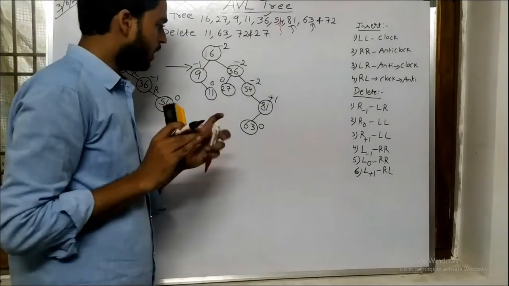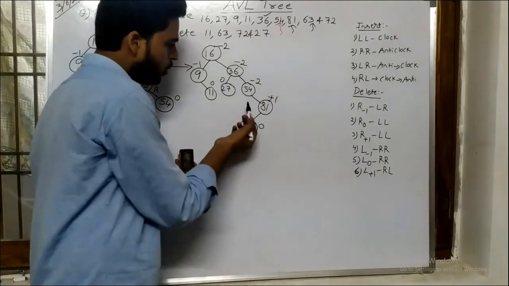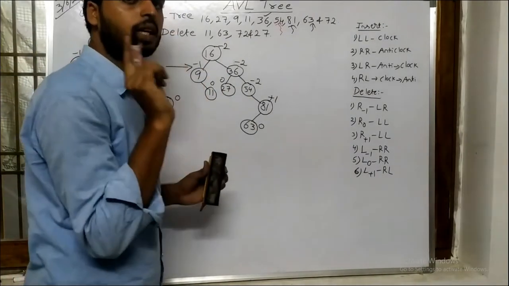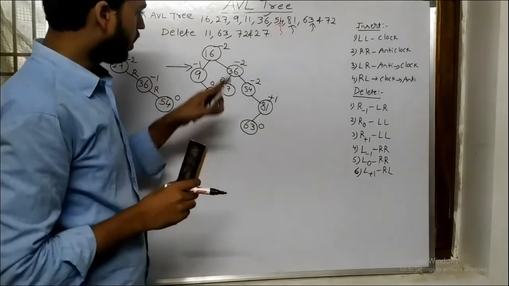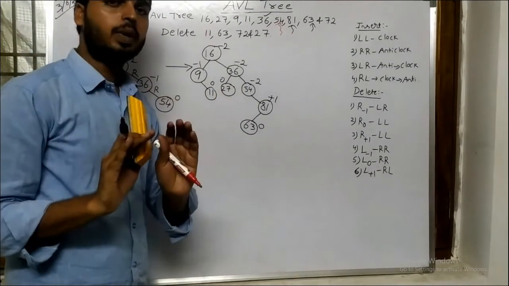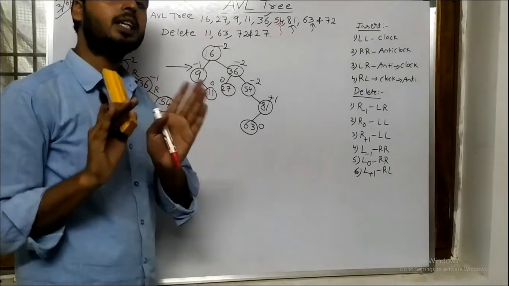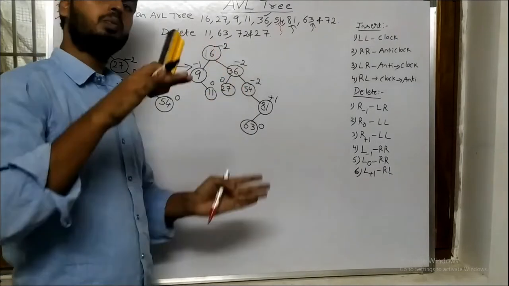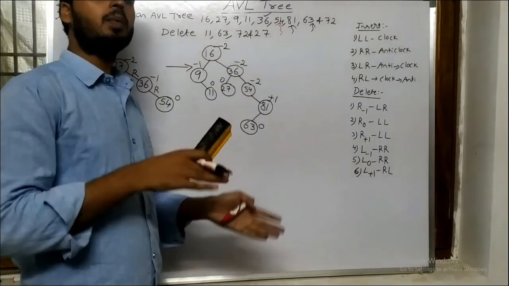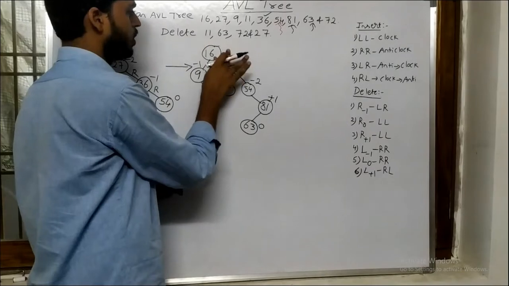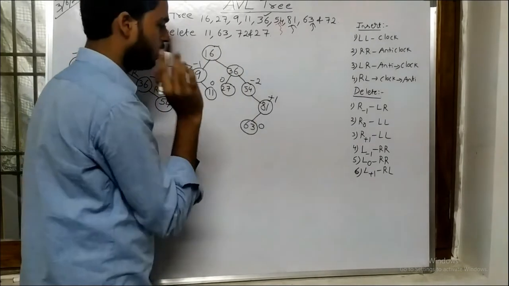Don't worry here. What you need to do is make the adjustment for the first occurred critical node. Don't consider all the critical nodes. If you make the adjustment for the first occurred critical node, then the tree may become balanced. If not balanced, then we can apply again. Okay, don't worry about it. That's the reason we try to fix the first occurred critical node.